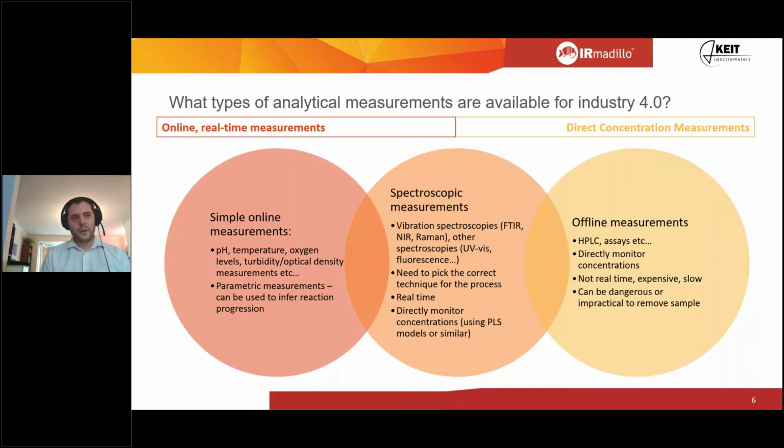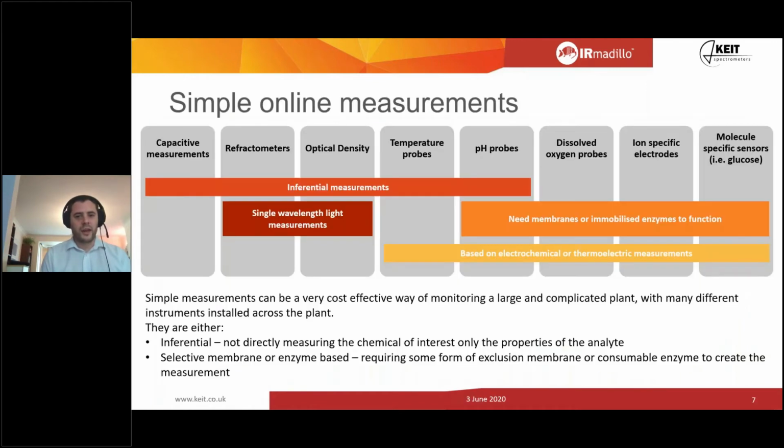So let's look a little bit into some of those simple online measurements in a bit more detail and understand what those are. There's quite a lot of them. This is not an exhaustive list, but these are ones that we come across quite a lot and that customers tend to have installed on their processes already. So at the left, we've got capacitive measurements. These are things like electrical sensors that actually sit in the process. They're very good for biotech, where you're trying to look at things like cell growth, but not so good for oil processing.